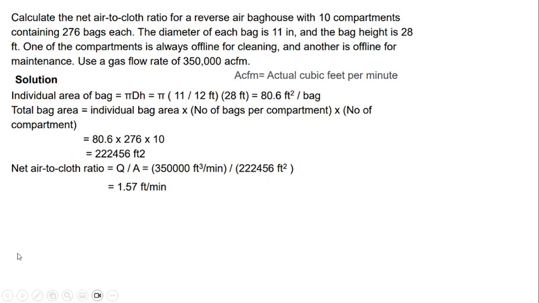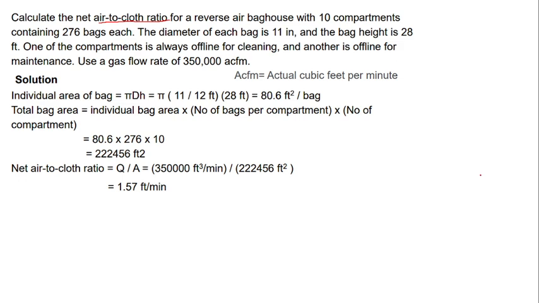So now the next question is to calculate the net air to cloth ratio for a reverse air bag house with 10 compartments containing 276 bags each. The diameter of each bag is 11 inches and the bag height is 28 feet. One of the compartments is always offline for cleaning and another is offline for maintenance. Use a gas flow rate of 350,000 ACFM, where ACFM is the actual cubic feet per minute.